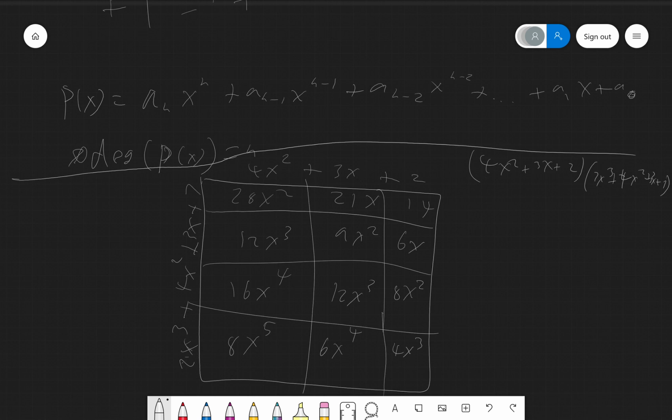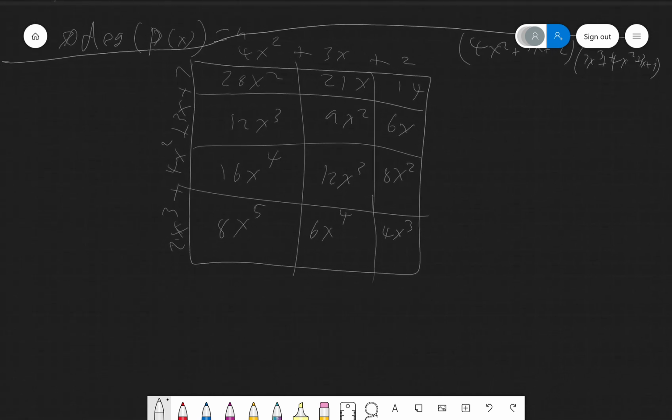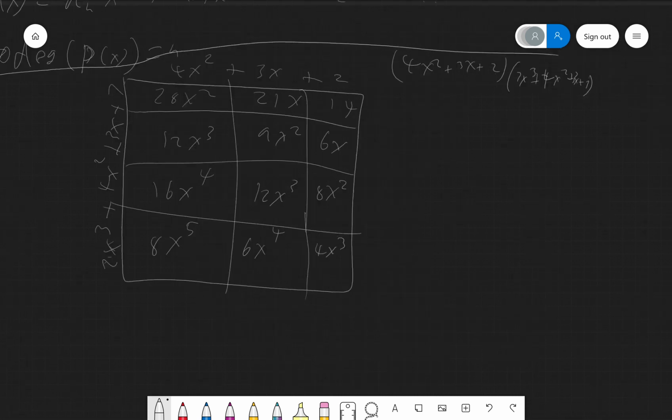Now we have everything. So what we're looking for is, first we look at the highest degree, so it's 8x to the fifth, and there's only one of those, so 8x to the fifth plus all the ones to the fourth. So this is 16x to the fourth plus 6x to the fourth, which is 22x to the fourth.